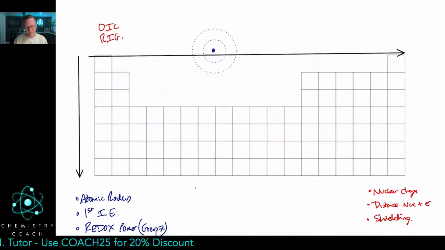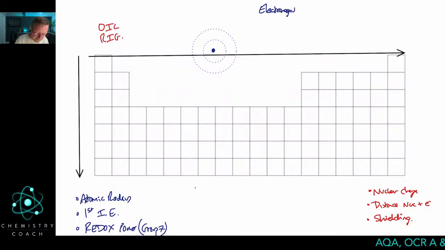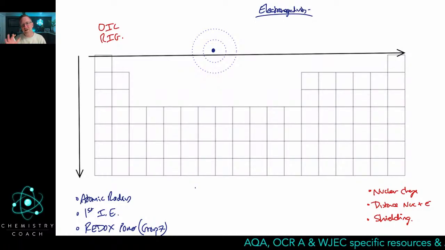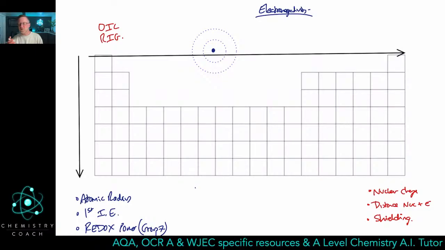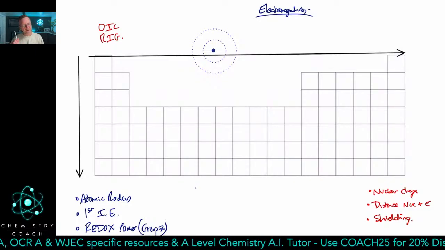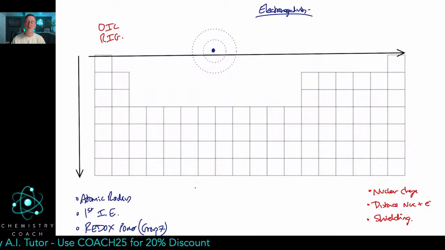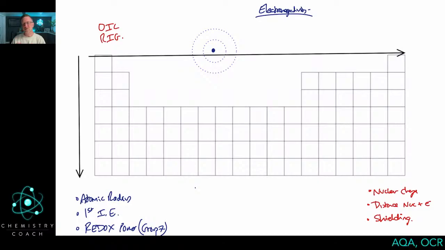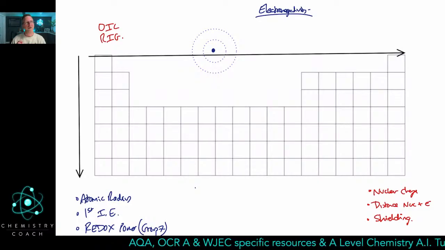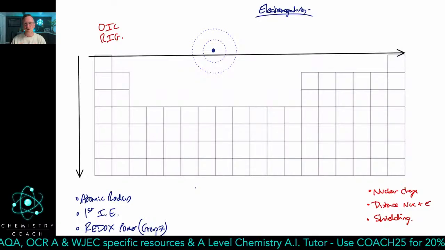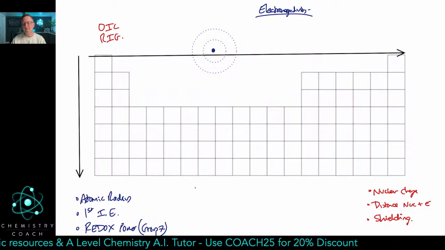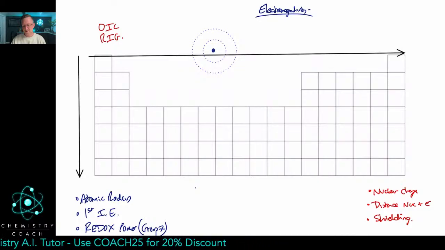Now, the next one on the list is electronegativity, okay? Now, firstly, so many students get the definition of this wrong, okay? So listen very carefully. The electronegativity of an element is, and I quote, the power of an atom to attract a pair of electrons in a covalent bond. All right, that's electronegativity. So, in other words, how good is that atom at attracting a pair of electrons in a covalent bond?